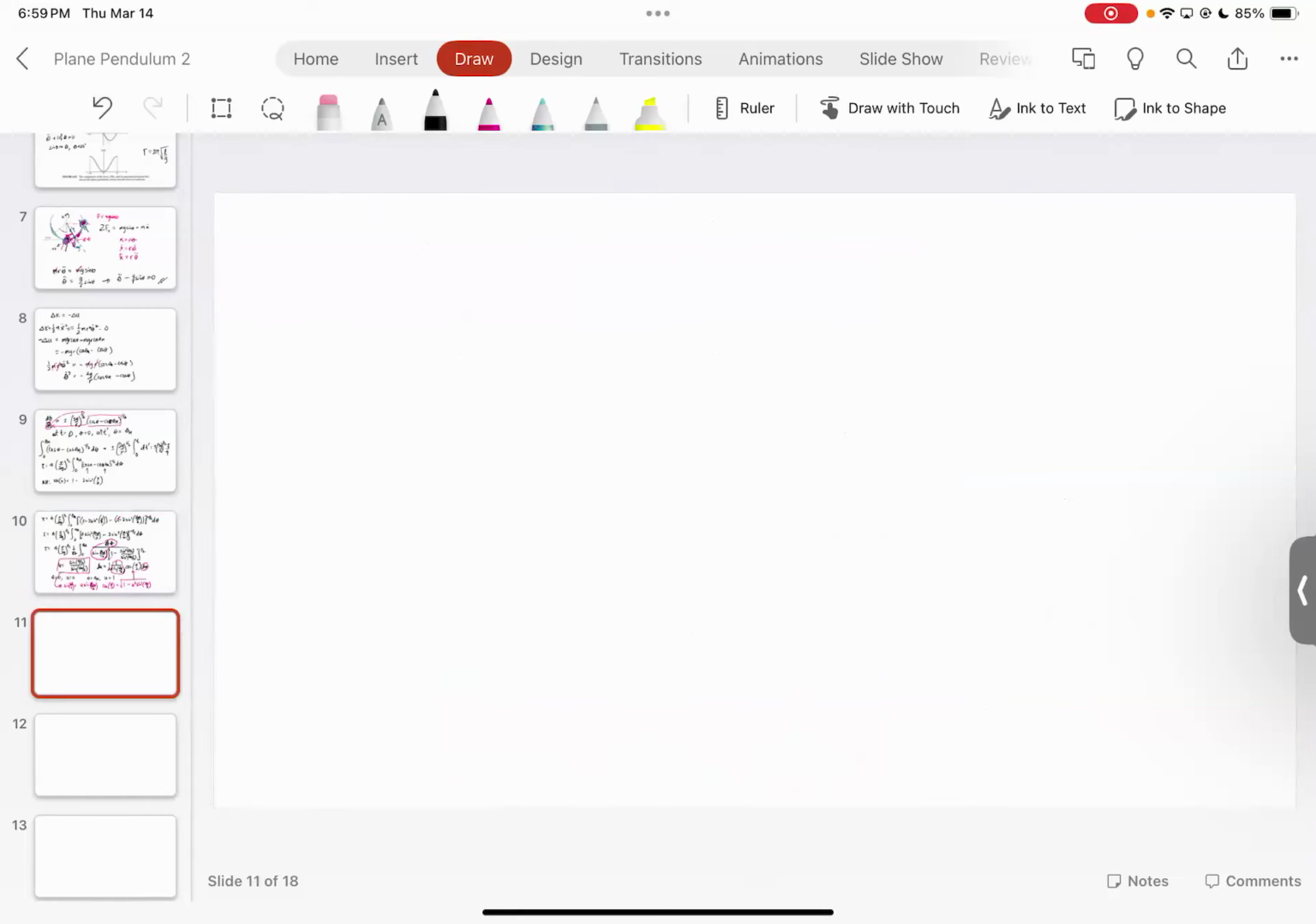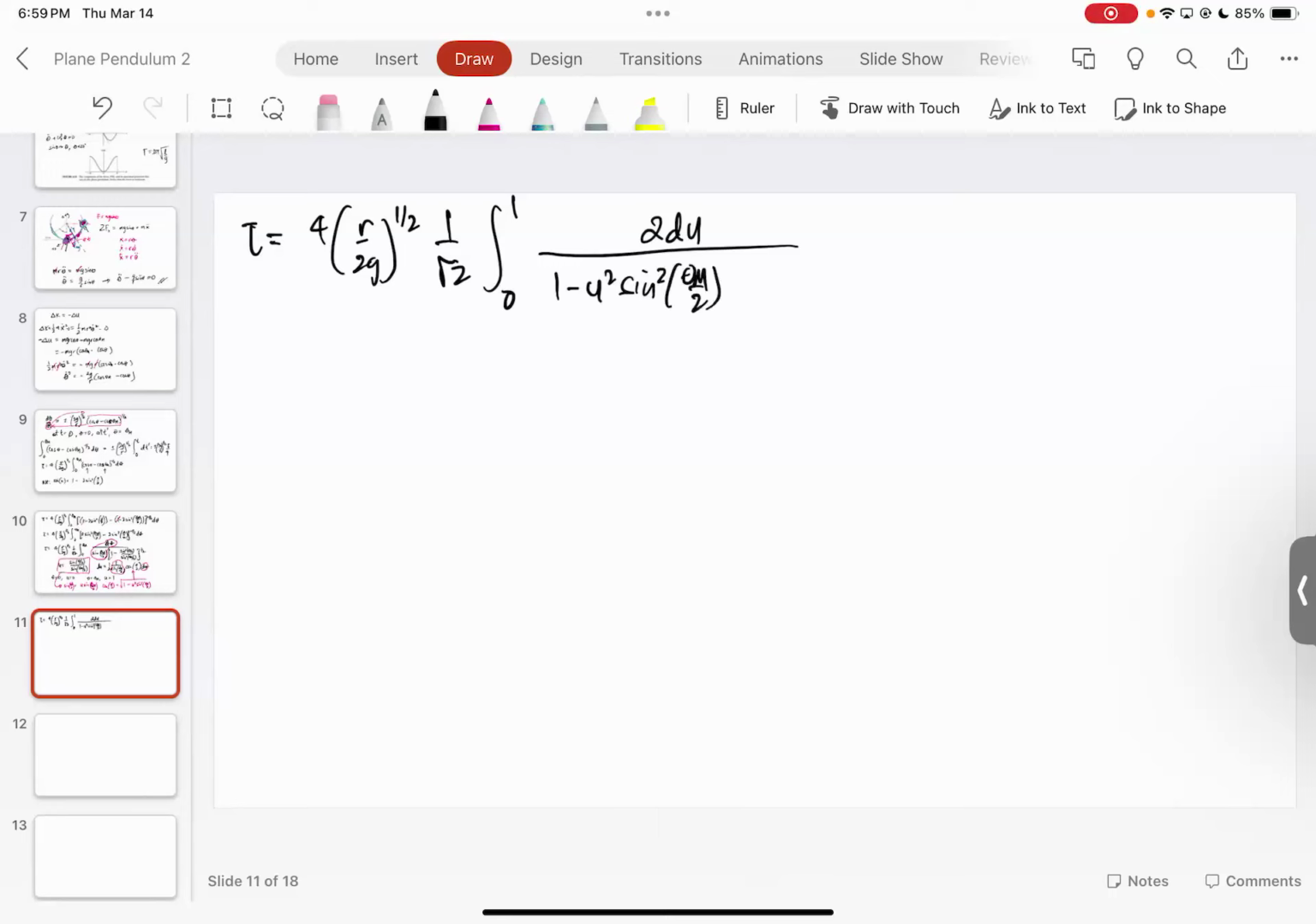Pwede na. So ngayon yung tau natin magiging equal sa 4r over 2g square root, 1 over square root of 2, integral from 0 to 1 ng 2 du, yung 2 galing dun sa 1/2 ng cosine. Okay? 1 minus u squared sine squared theta sub m over 2. Ito yung cosine theta over 2. Okay? And then yung 1 minus u squared the 1/2.